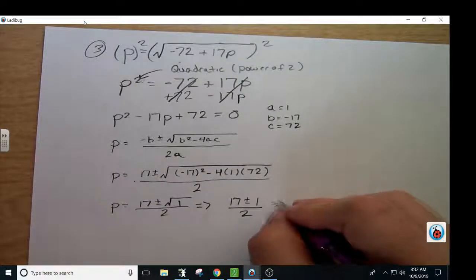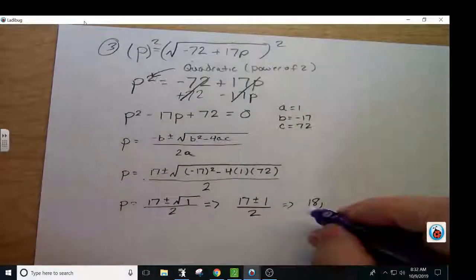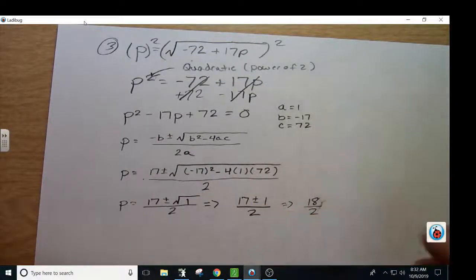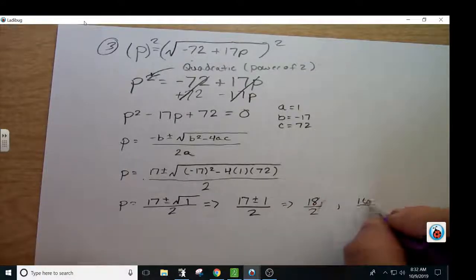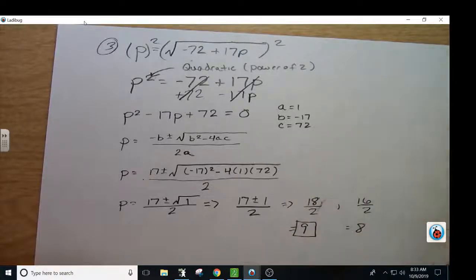So that gives me 18 divided by 2. Let me do that. 18 divided by 2. 17 plus 1 is 18. Also gives me a 16 divided by 2. So now, that one's equal to 9. That one's equal to 8. All right. So now, no, positive. Because see, 17 minus 1 is 16. 16 divided by 2 is 8. Okay.